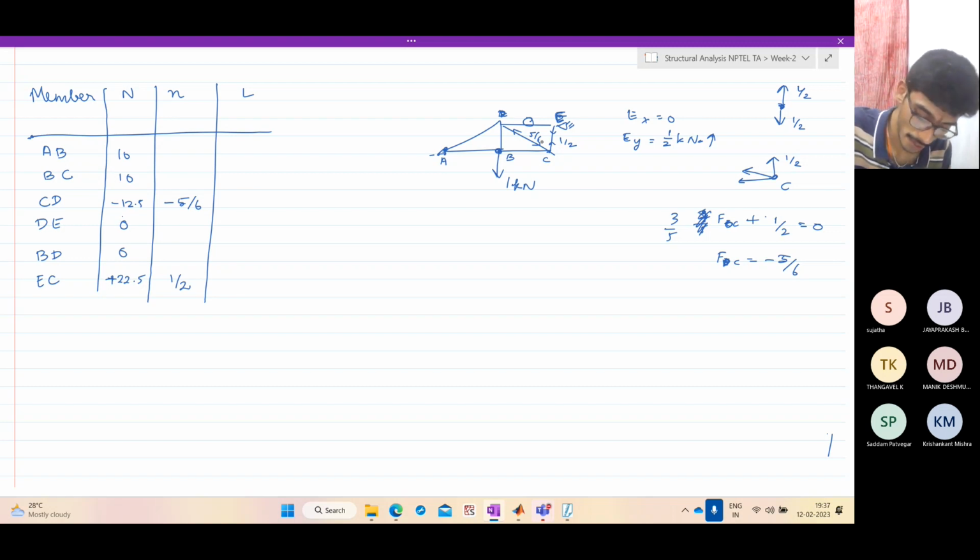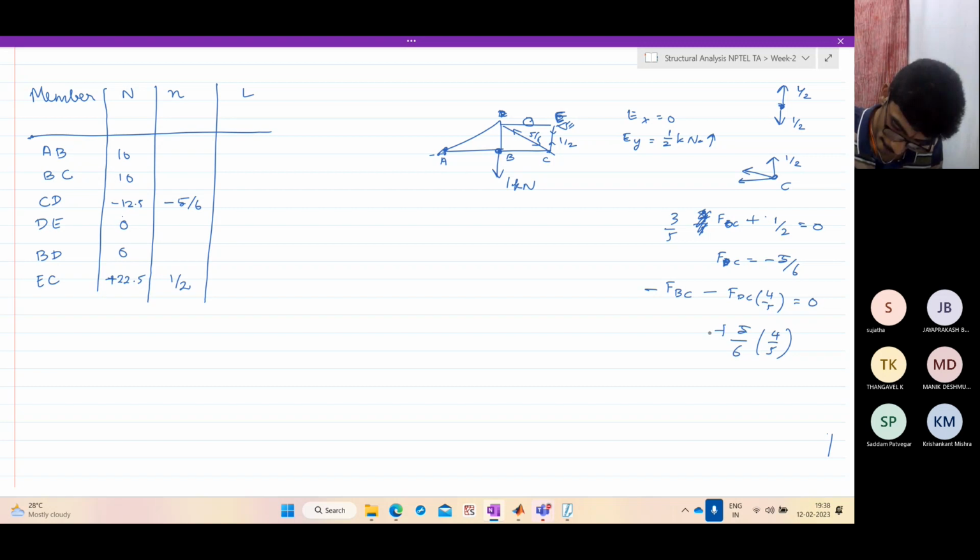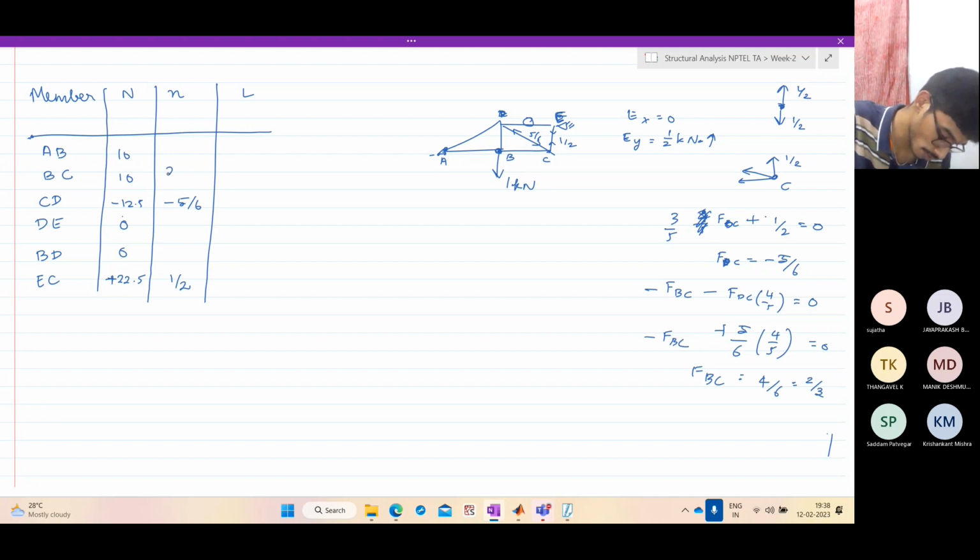And now we also can determine FBC. So FBC into, what is the horizontal component of FDC? It is 4/5. So FBC minus FDC into 4/5 equal to 0. So FDC is minus 5/6. So it is plus 5/6 into 4/5 minus FBC equal to 0. So we get FBC as 4/6, which is 2/3. So FBC is 2/3.